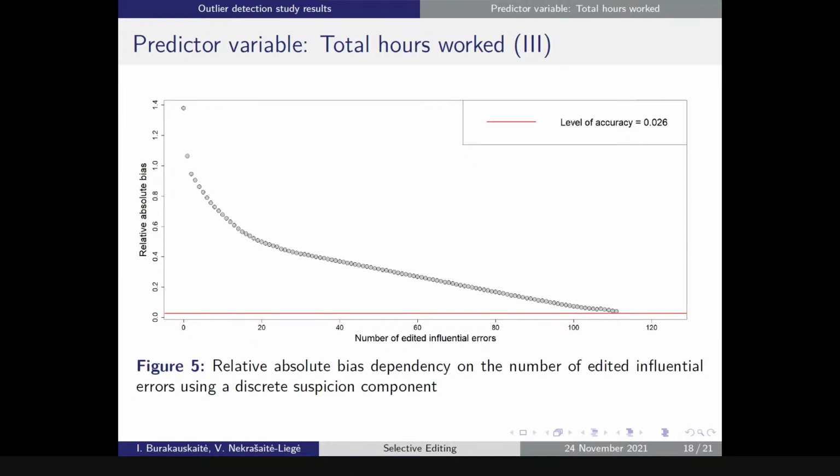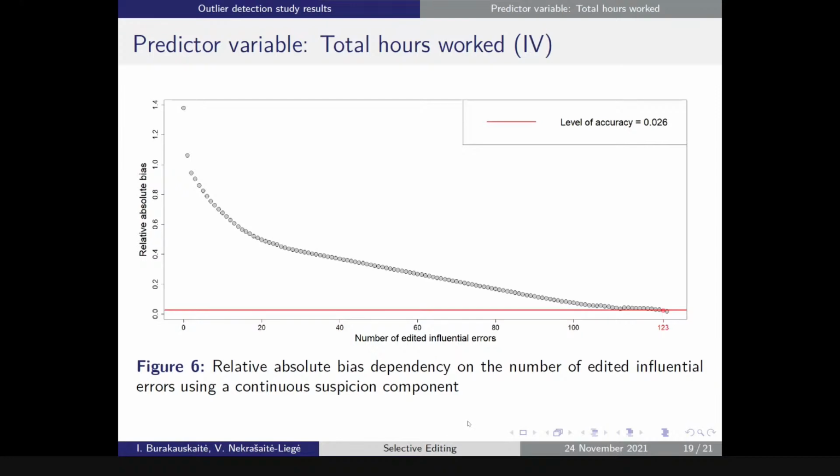When using a discrete suspicion component, it turned out that the desired level of accuracy is still not reached after editing all of the identified influential errors. But using a continuous suspicion component, almost every influential error has to be edited in order to achieve the desired level of accuracy. And this example again shows an advantage of a continuous suspicion component.